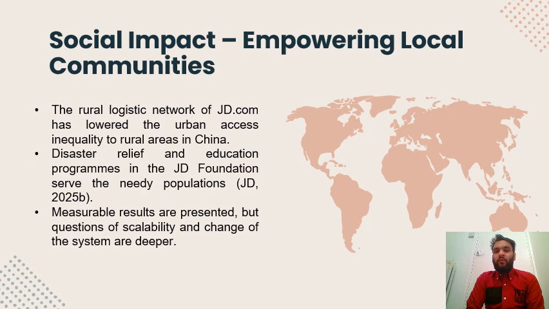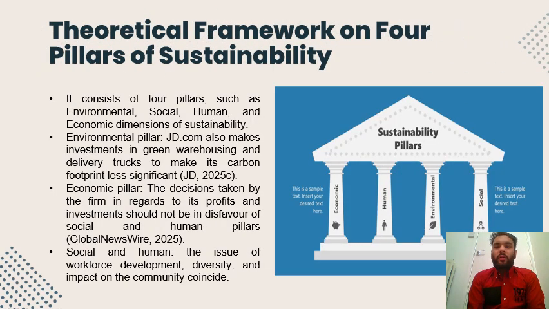In this way, we can see how JD also invests in social help, such as helping when any disaster comes, which is also a very big strength of JD.com. The theoretical framework on the four pillars of sustainability consists of four pillars: the environmental, social, human, and economic dimensions of sustainability. Environmental pillar: JD.com also invests in green warehousing and delivery trucks to make its carbon footprint less significant.